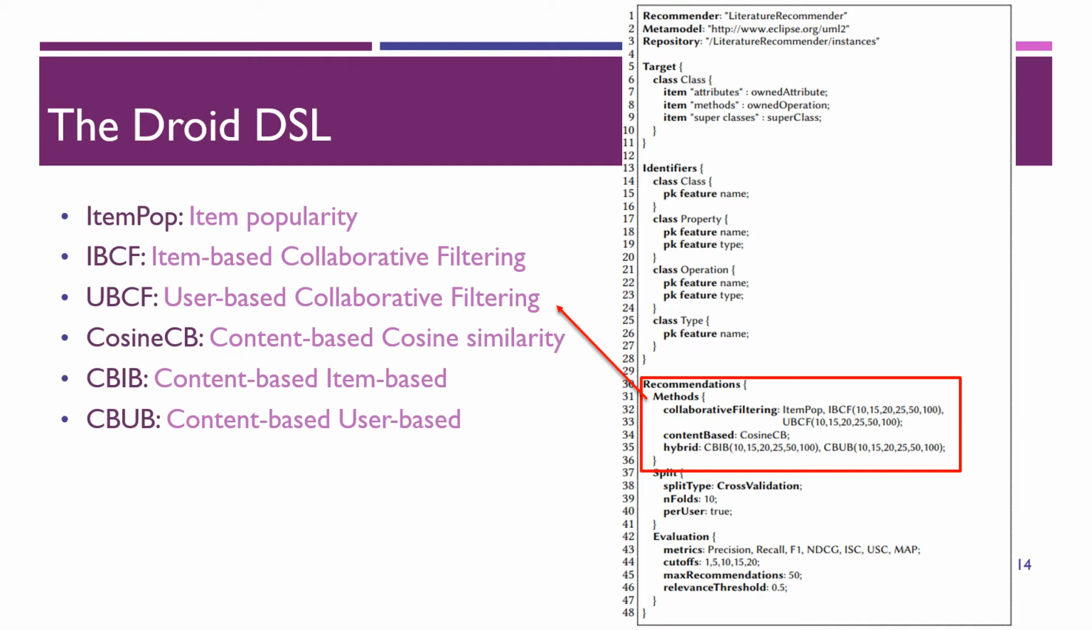From line 31 to 35, the methods are defined. Droid supports 6 different recommendation methods at the moment. Those are item popularity, item and user-based collaborative filtering, content-based cosine similarity, and item and user-based cosine similarity. Additionally, collaborative filtering-based methods allow you to define different neighborhood sizes to try in order to find the best one for the current task at hand and the data provided.